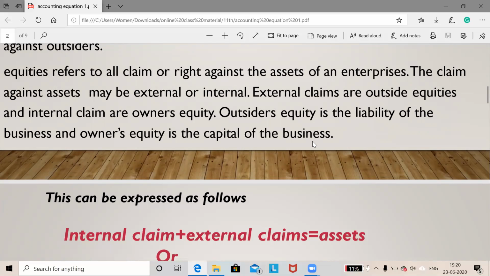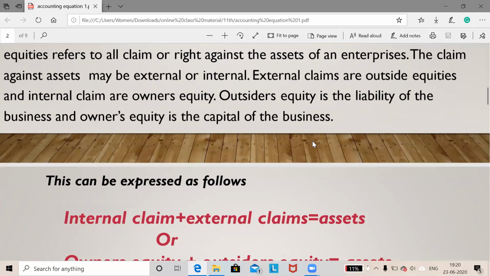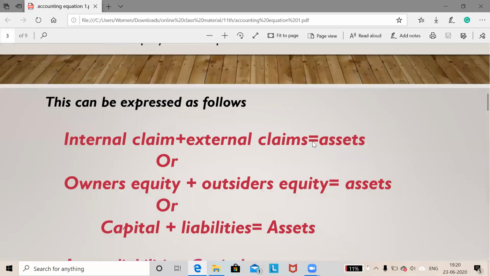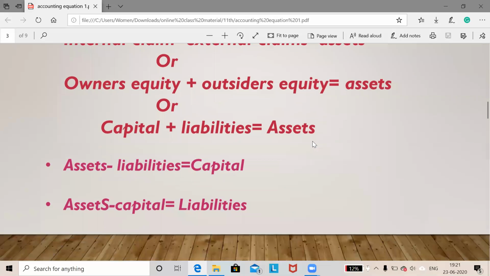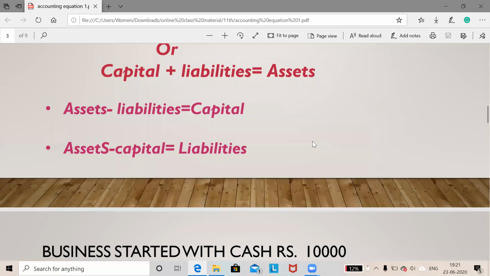The internal claim plus external claim is equal to assets, or the owner's equity plus outsider's equity is equal to assets, or capital plus liabilities is equal to assets. Assets minus liabilities is equal to capital. Assets minus capital is equal to liability. This is the mathematical relationship we know.